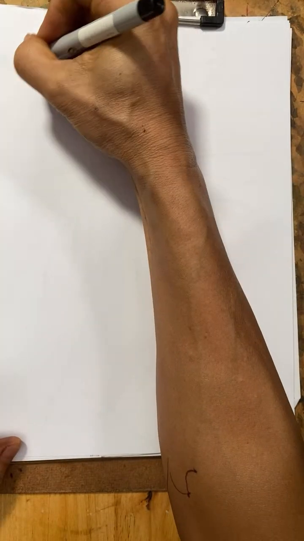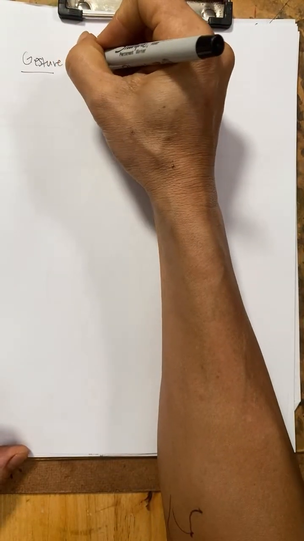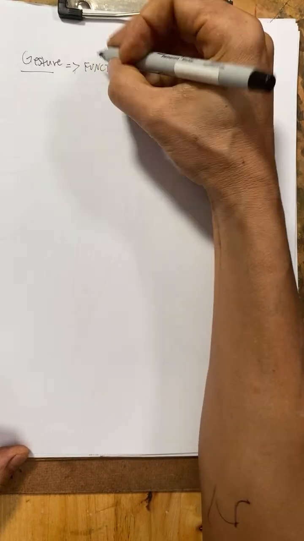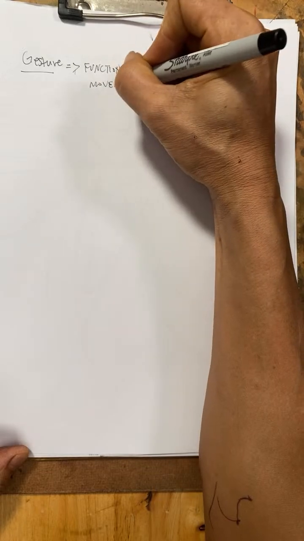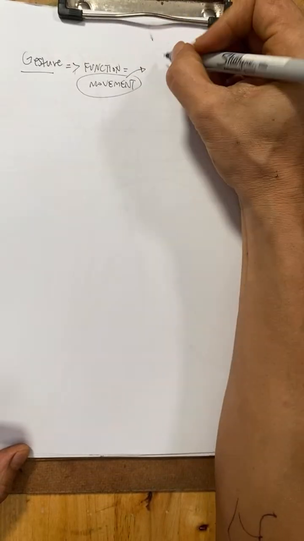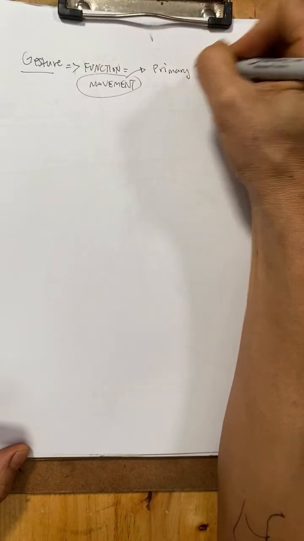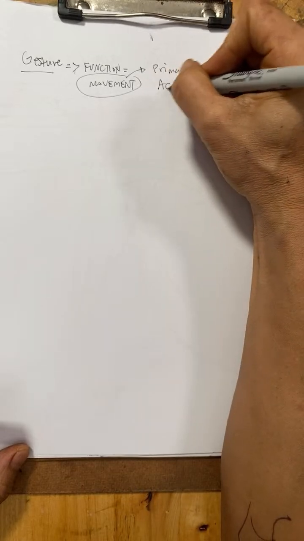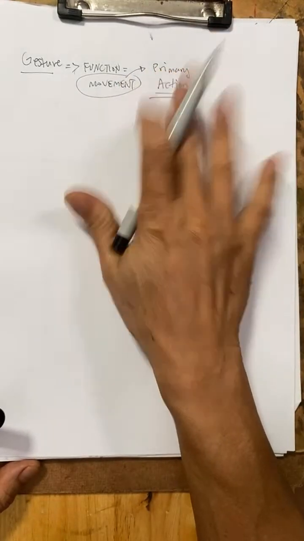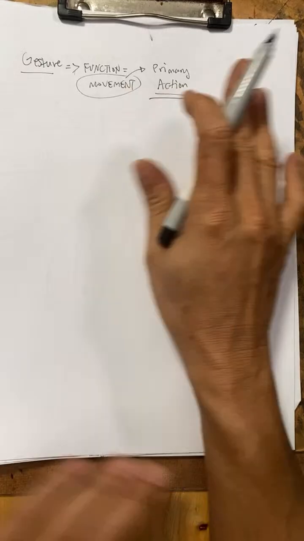Before we do demonstrations, I want to go back to gesture. Its function is to communicate movement. And one way we want to think about the movement is what's called primary action. Primary action of the pose or the form.